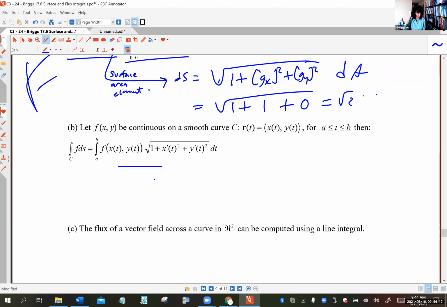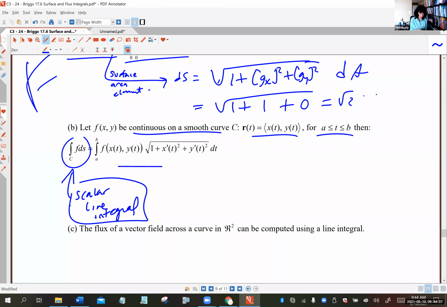Okay, moving on to letter B. Let f(x, y) be continuous on a smooth curve. This doesn't look like they're doing a surface integral. So here's a vector valued function and time going from a to b seconds. So this, folks, is a scalar line integral. This is type 1. This is a scalar line integral. Would you convert it to a regular integral by replacing the x's and y's with x of t, y of t, and then your arc length element gets replaced with that? True or false?